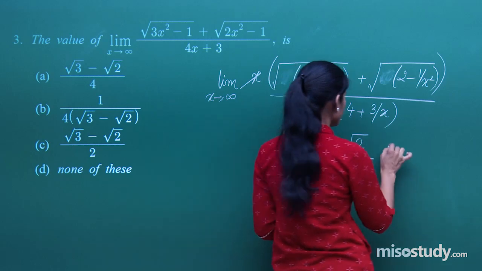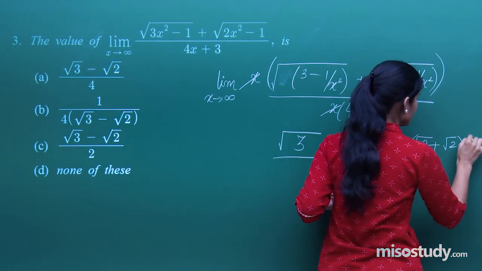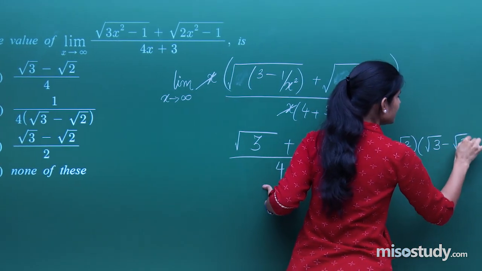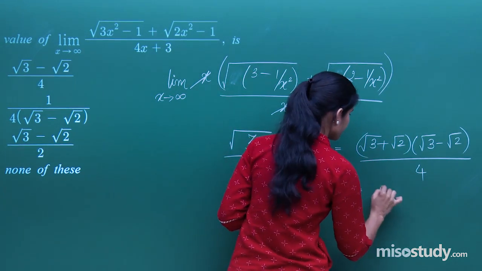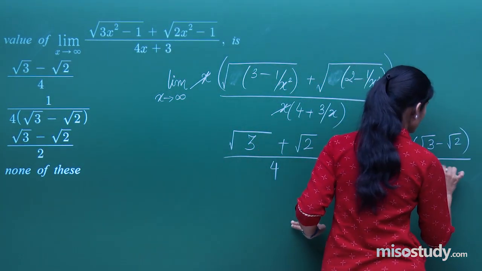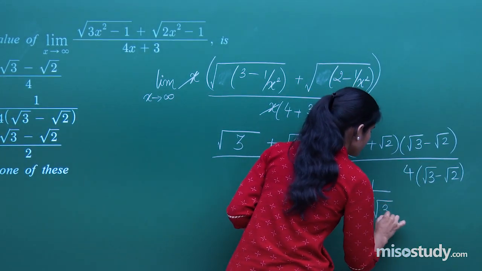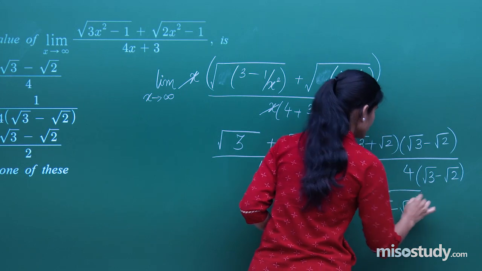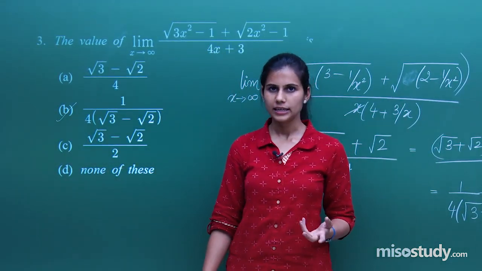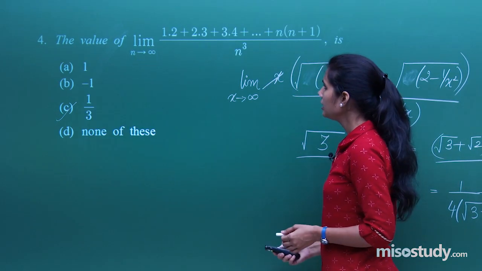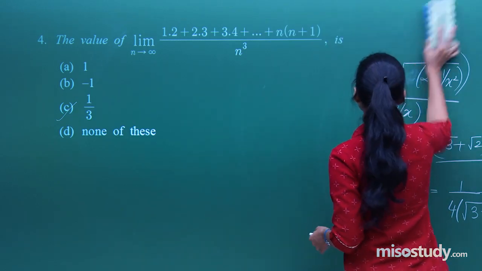So this is what you are left with, and therefore when you rationalize it, what you get is root 3 plus root 2 into root 3 minus root 2 by 4, which becomes what? 1 upon, here also you will be multiplying this expression. This will be 1 upon 4 into root 3 minus root 2, and that is your answer. Clear? Pretty easy stuff. Then we have the value of limit of this expression is what?